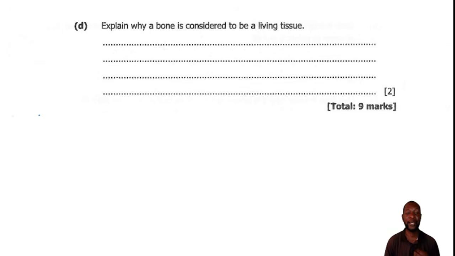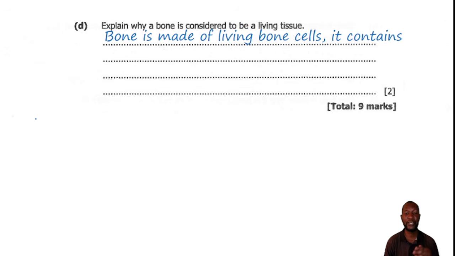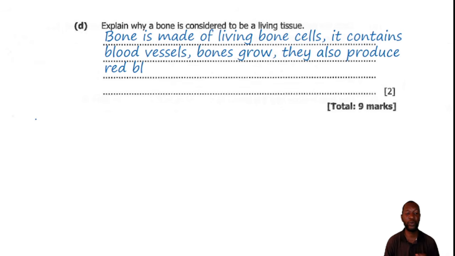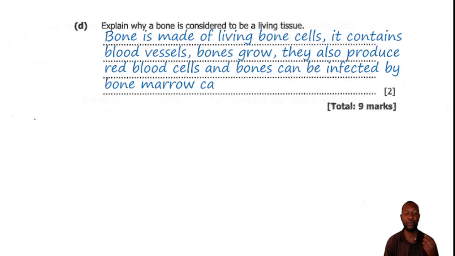Part D. Explain why a bone is regarded as a living tissue. A bone is regarded as a living tissue because bone is actually made up of living bone cells. It contains blood vessels. Bones grow. They also produce red blood cells, and bones can be infected by bone marrow cancer or tuberculosis.